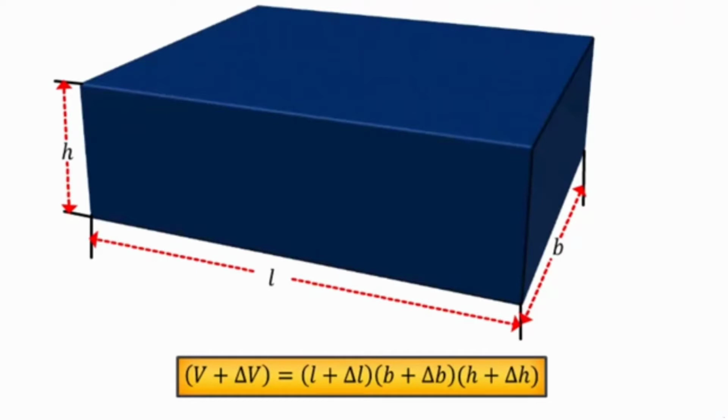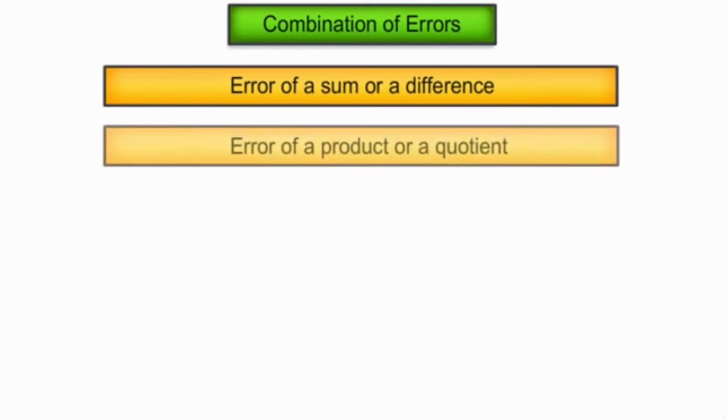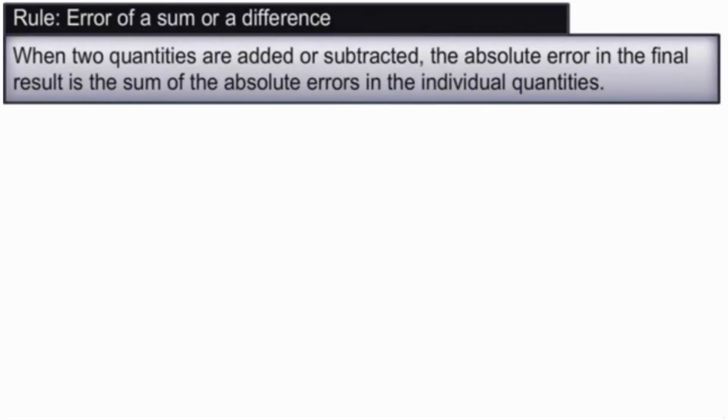First of all, here there is a cube. It's an example where volume is calculated from length, breadth and height. Each of them has an error, delta L, delta B and delta H, which will result in an error in the volume also. We have these types of combination of errors. First is error of sum or difference, meaning addition or subtraction. Then error of product or quotient, which is multiplication or division. And then the third one is when you raise a quantity to some power.